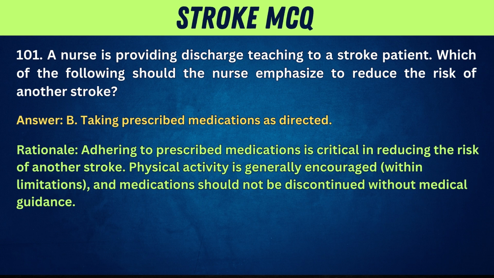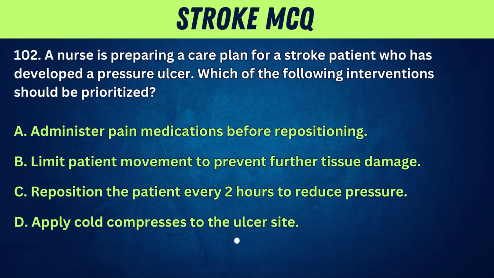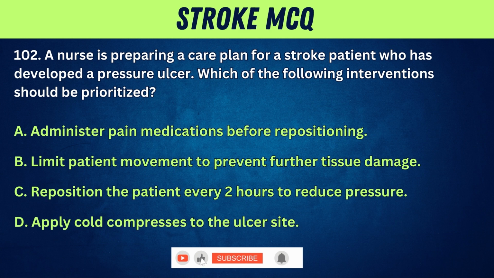Rationale. Adhering to prescribed medications is critical in reducing the risk of another stroke. Physical activity is generally encouraged within limitations, and medications should not be discontinued without medical guidance. 102. A nurse is preparing a care plan for a stroke patient who has developed a pressure ulcer.